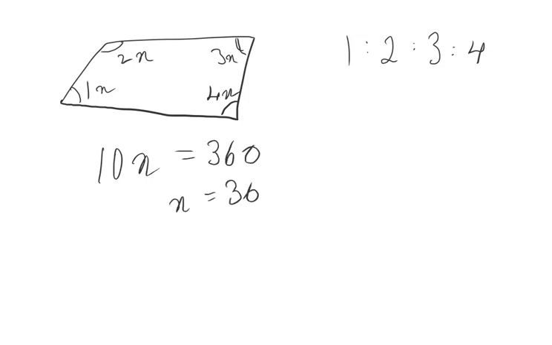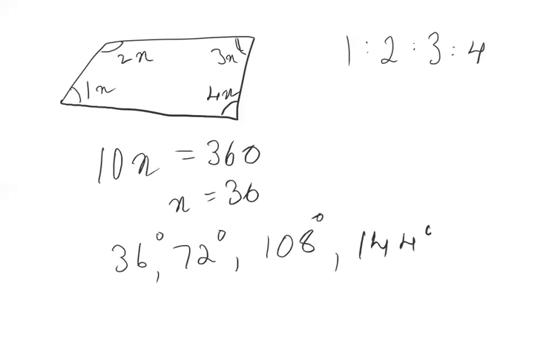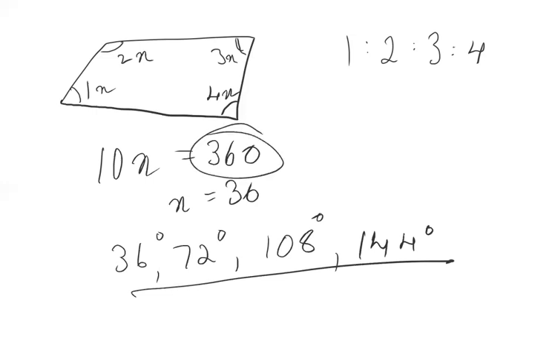So the first one will be 36, the second one will be 72, the third one will be 108 degrees, and the last one is 144 degrees. This is how you find the angles when they're given just as ratios.